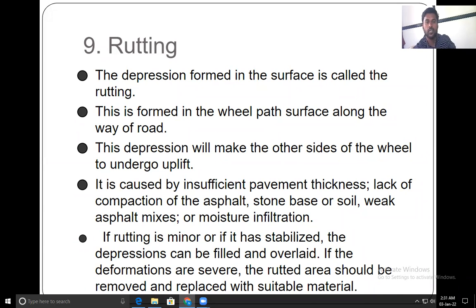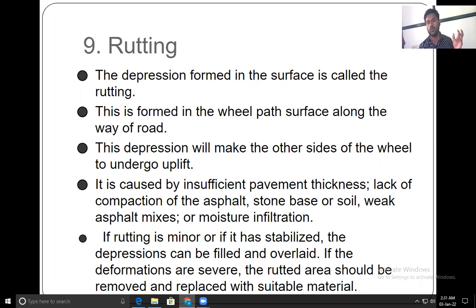This is formed in the wheel path surface along the road. Whatever the path of the wheel is, along that path such type of cracks are produced. This depression will make the other sides of the wheel undergo uplift. You may have observed this in soil.